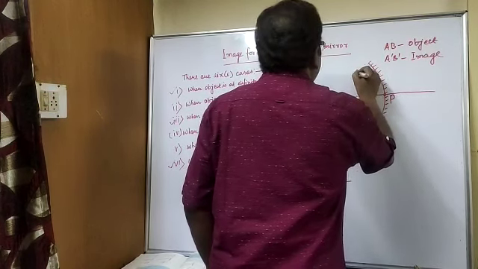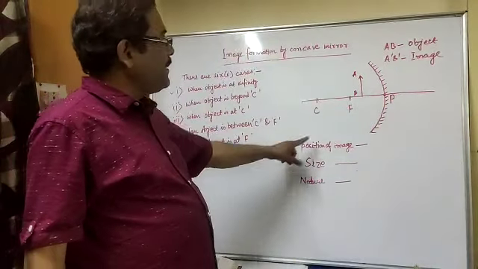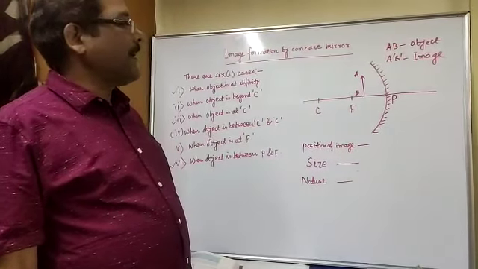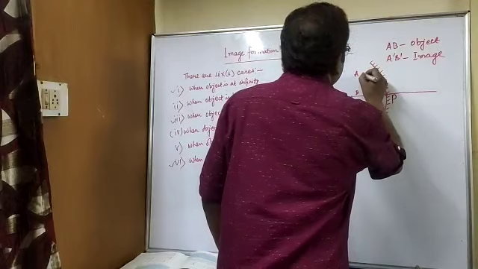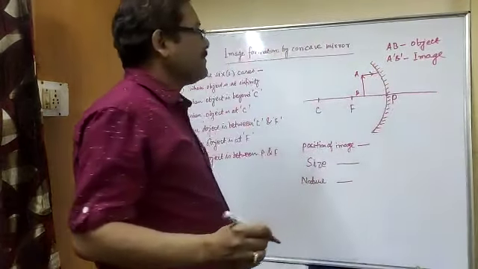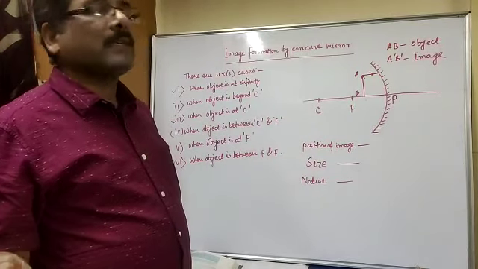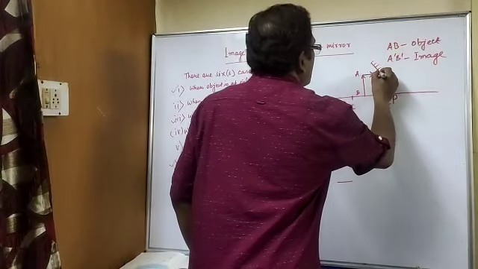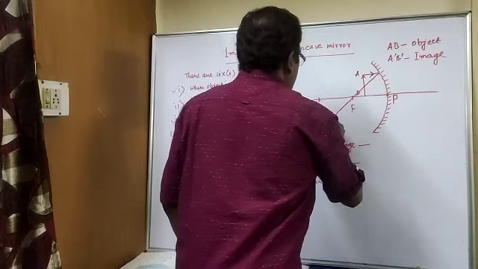Let AB be the object. We have placed the object between pole and focus. Again we will take a ray parallel to the principal axis. So from point A you take a ray of light which is parallel to the principal axis, and as we have discussed earlier, according to the rule, this ray will pass through focus after reflection. So the ray will pass through focus like this.